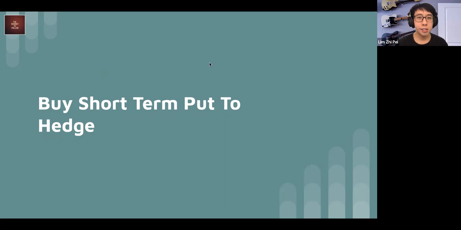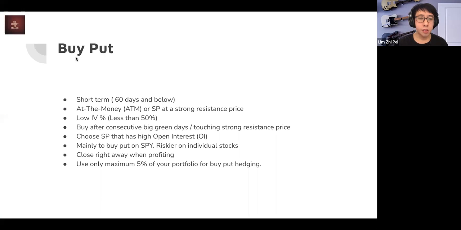So the last strategy I want to talk about is buying a short-term put to hedge. Buy put is actually the opposite of a buy call. You are foreseeing the stock price to drop and correct in the shorter term, because stock price normally keeps going up unless it is a very worst company, but you do not bet against any stocks. So that's why for buy put, we look at shorter term, because a market correction is always very short and very fast. So that's why we look at 60 days and below.